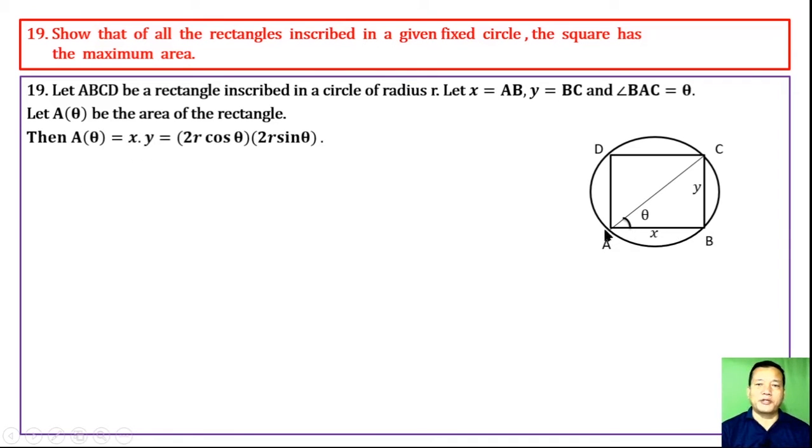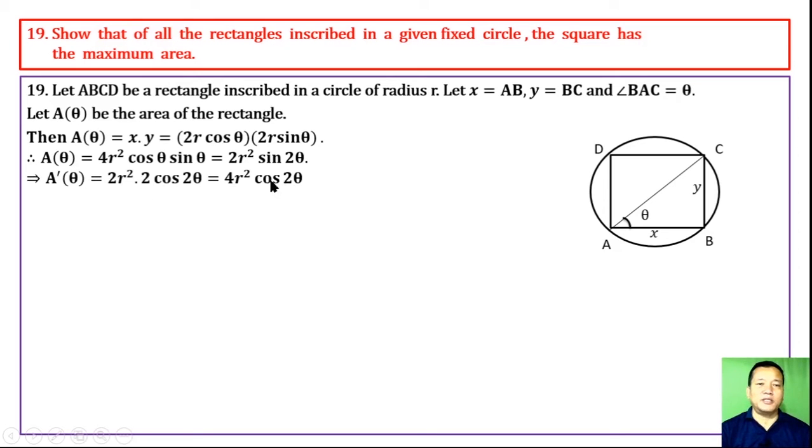X is what? From right triangle ABC we get AB divided by AC is cos theta. Therefore AC is twice r cos theta, and BC is also twice r sin theta. Therefore A(theta) is 4r square cos theta sin theta, which can be written as 2r square sin twice theta. Now A(theta) is a function of theta. R is a given quantity. Therefore A dash theta, differentiating with respect to theta, we get this. Again, its second order derivative is minus 8r square sin twice theta.